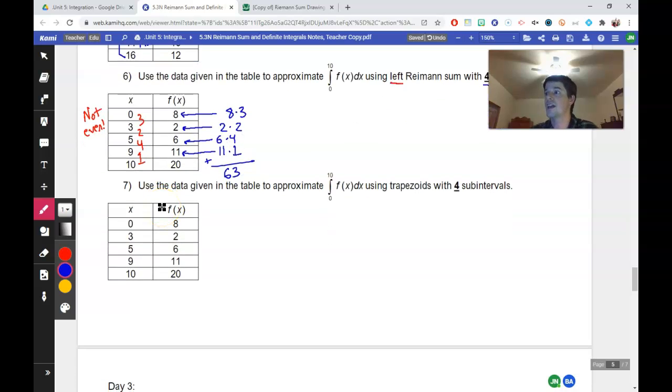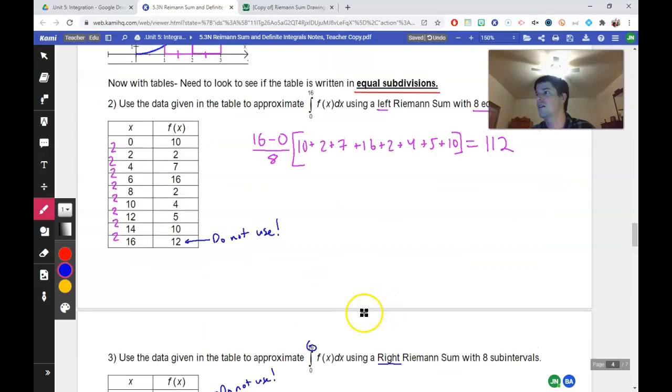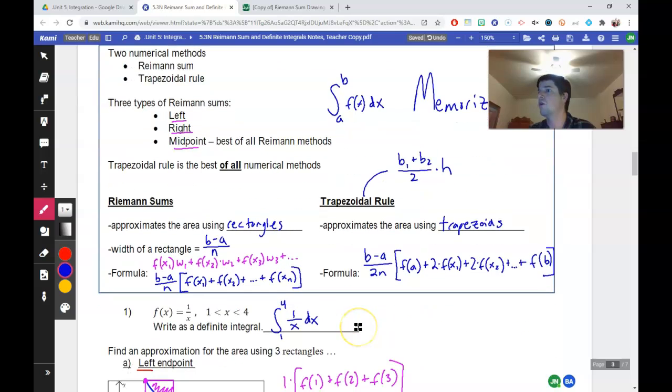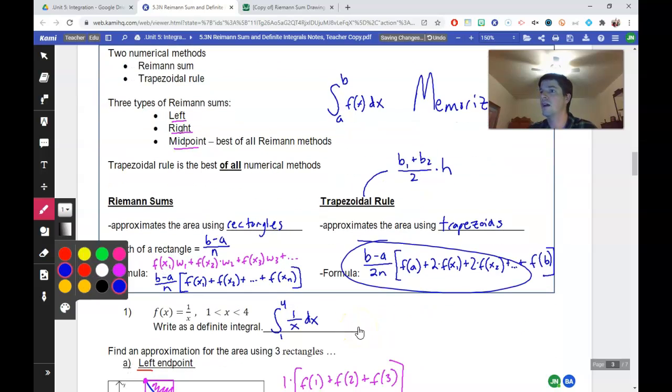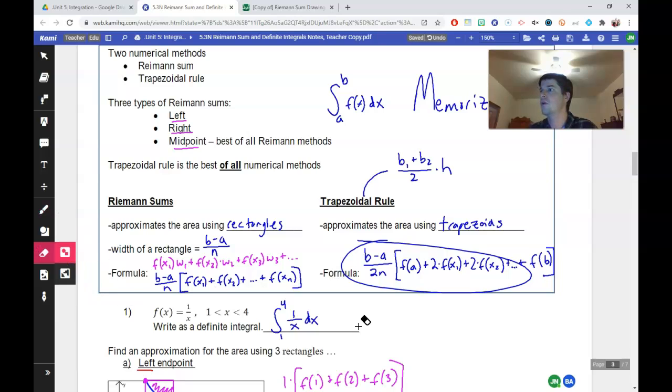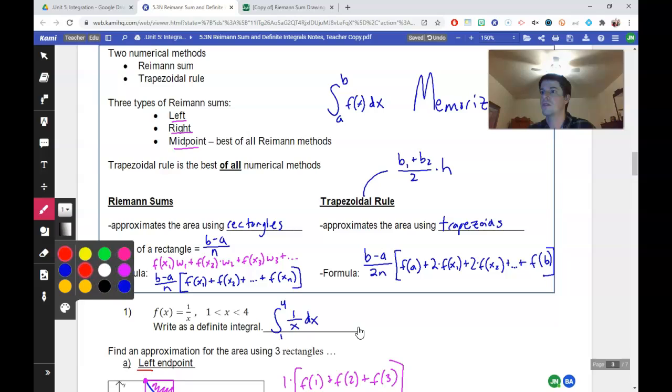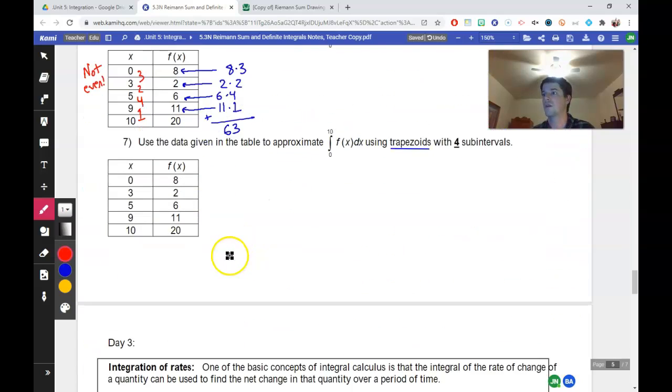For this next one, this is a little bit trickier because it wants us to do the same thing, but this time we have to use trapezoids. And unfortunately, we can't use our handy formula. This formula only applies when the width is even. Do you guys see that? So if the width is not even, we have to calculate each trapezoid by hand. Fortunately, they only give us 4 that we have to do here. So let's go ahead and do that very quickly.